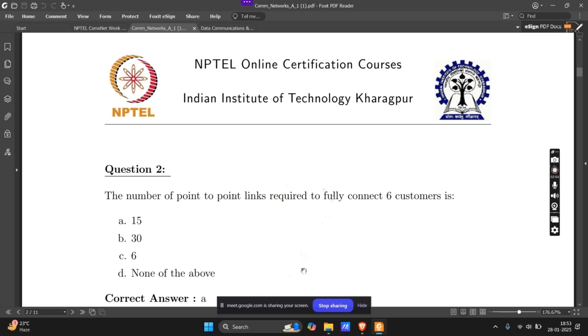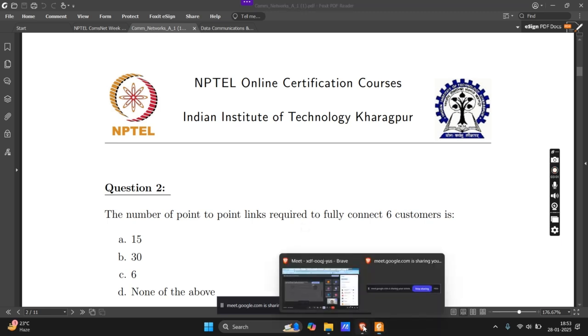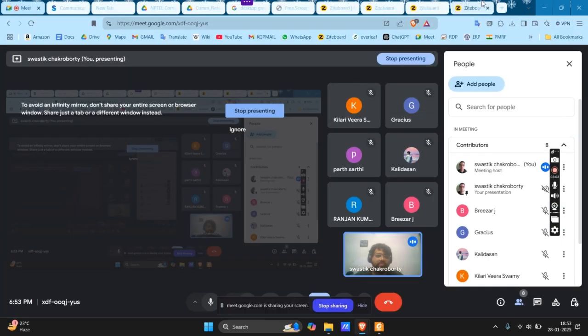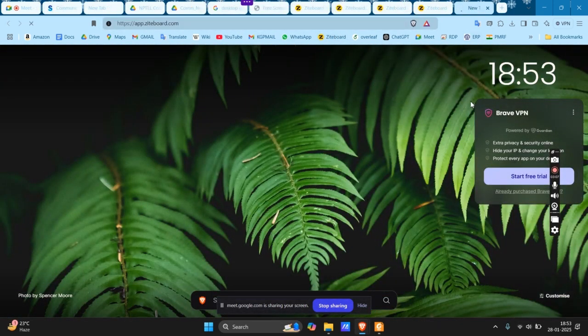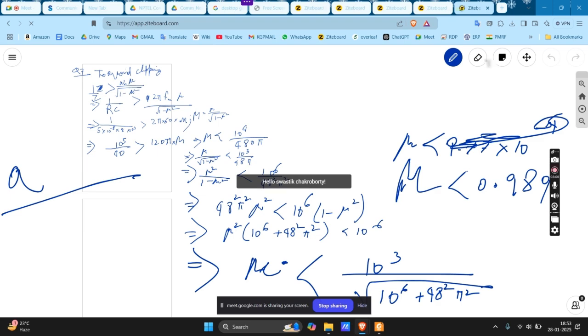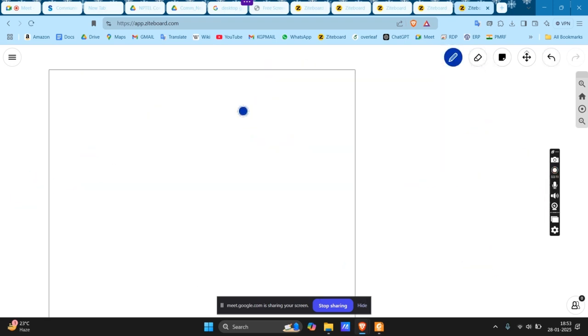Next, the number of point-to-point links required to fully connect 6 customers. So here I have some explanation to do. So, the number of point-to-point links to fully connect 6 customers.